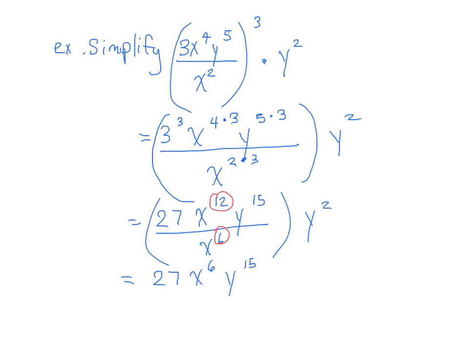We are almost there. All of that is being multiplied by y squared. Now all we have to do is simplify those y's. We have a y here and we have a y here, and they're being multiplied. So that means you're supposed to add those exponents. And we get 27, x to the 6th, y to the 15 plus 2 gives us 17, and we're done.